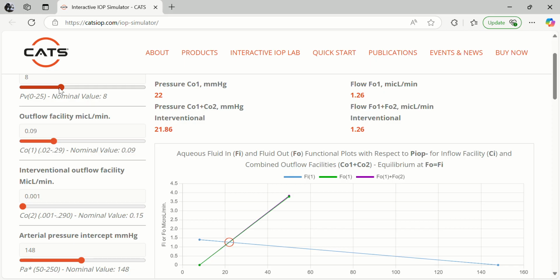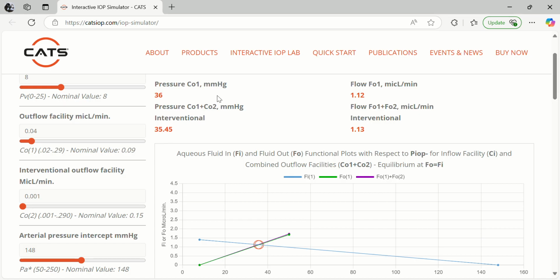In addition to that, we can look at the outflow facility. So in the disease process of primary open-angle glaucoma, it is a decrease in outflow facility, and say we reduce this to roughly about half, and this allows us to be able to see what a decrease in outflow facility does. It dramatically increases the pressure, and it dramatically also reduces the flow rate through the anterior chamber.